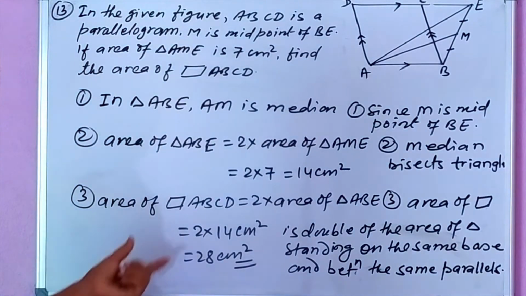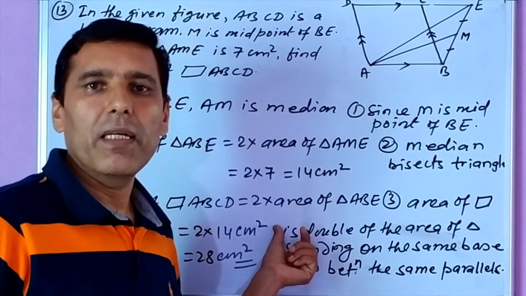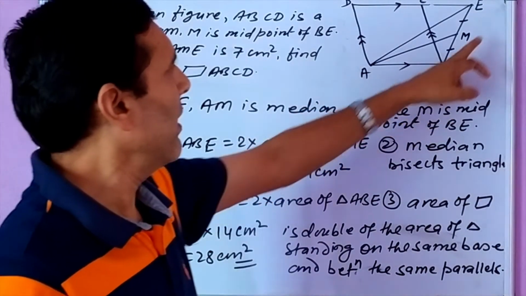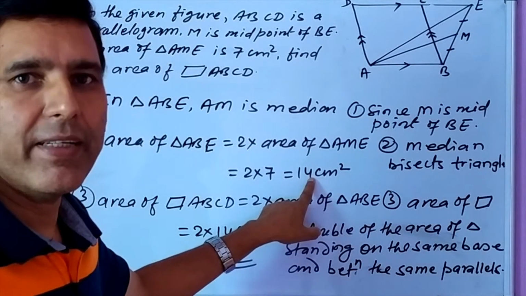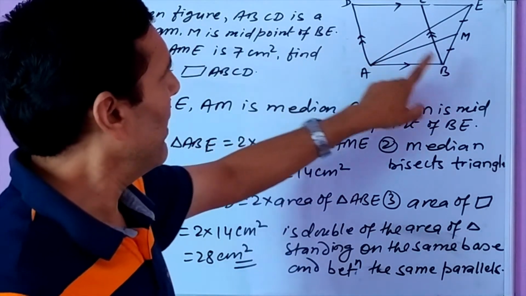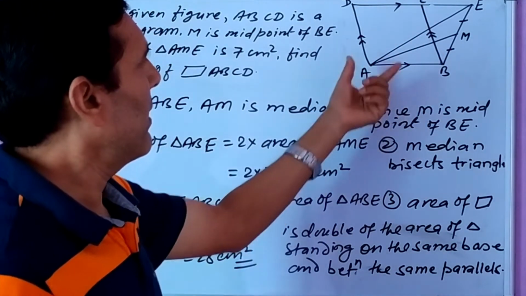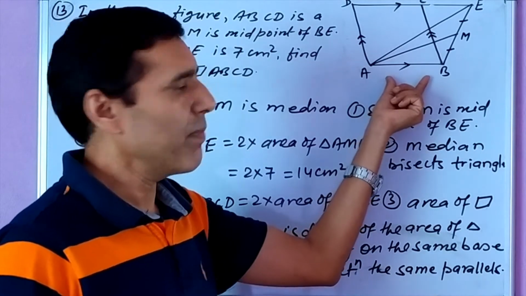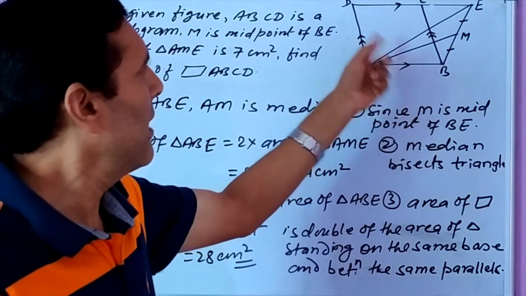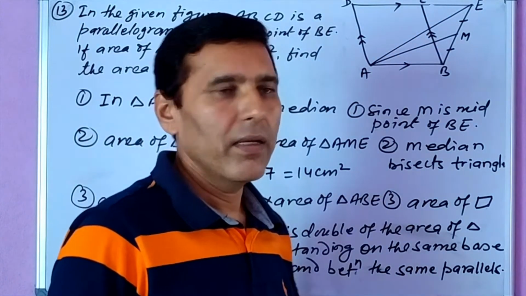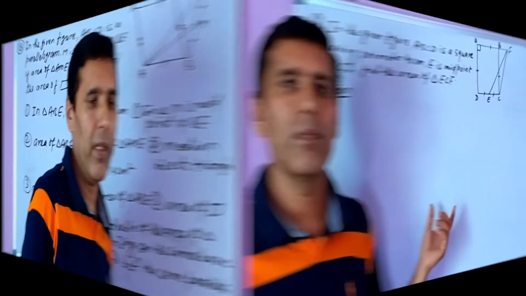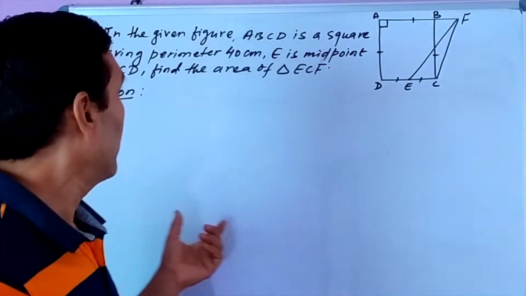Hence the area of the parallelogram ABCD is 28 square centimeter, because we have the area of triangle ABE 14 square centimeter, and triangle ABE and parallelogram ABCD are standing on the same base AB and between the same parallel lines AB and DE. Area of parallelogram is double of the area of the triangle. Okay, thank you. We have another short question here from geometry.